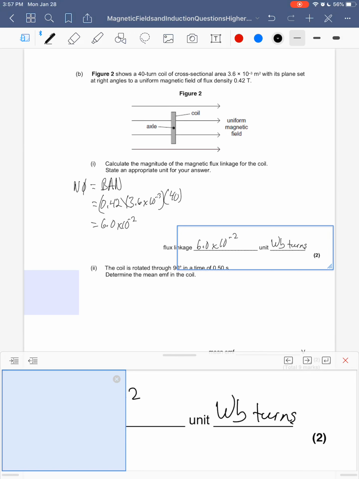Okay, because the Weber is B times A. That's the magnetic flux. And then the linkage is times the turns. Because turns is not really a unit, just writing the Weber is also acceptable.